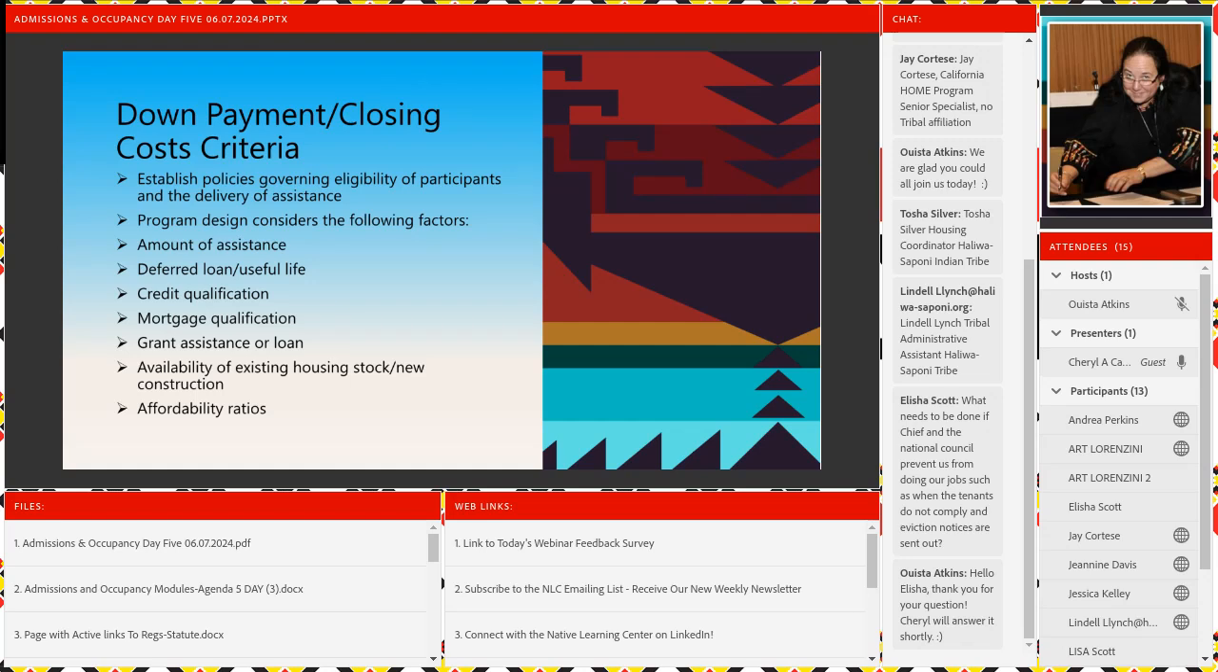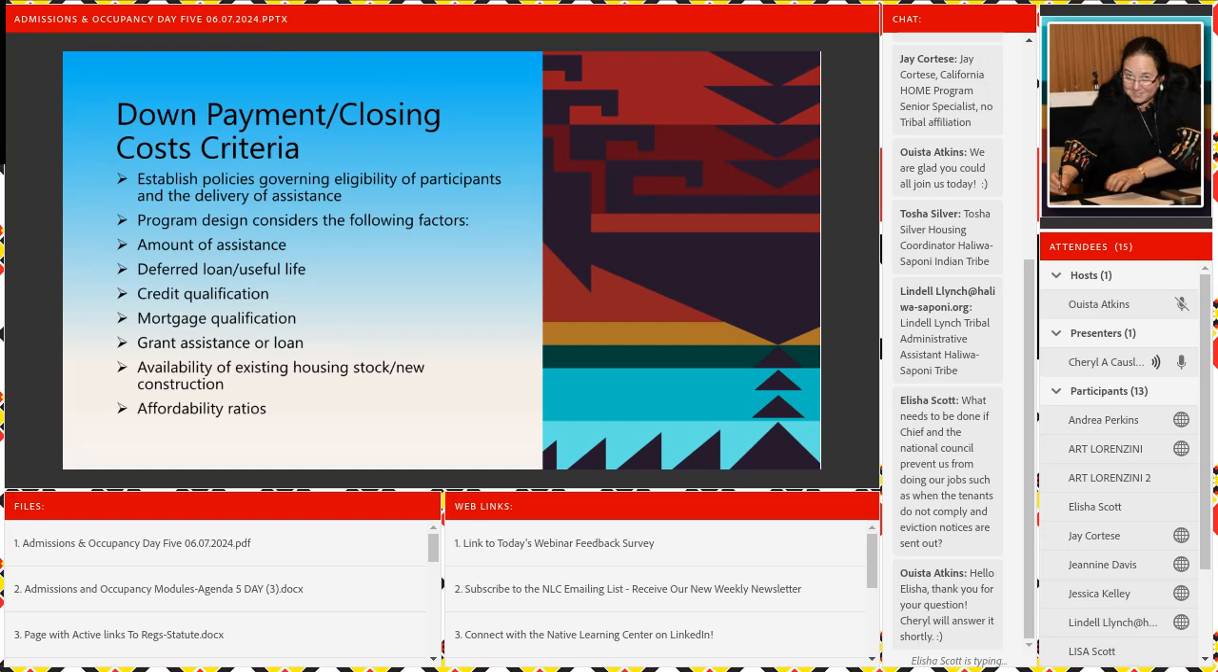Down payment and closing cost criteria. Establish your policies governing the eligibility of participants and the delivery of the assistance. Program design considers the following factors: the amount of assistance. How much are you going to give out? Is it going to be a deferred loan? Are you following the useful life requirements? Are you going to look for any type of credit qualification, mortgage qualification, grant assistance or a loan?